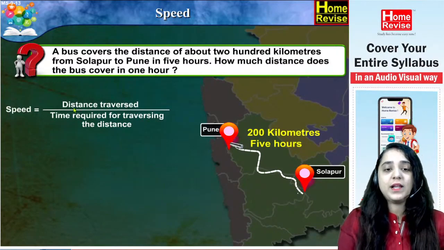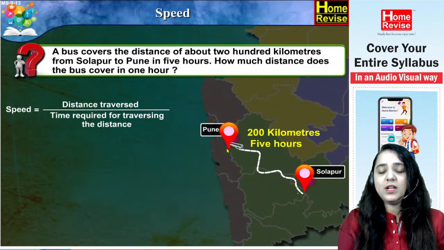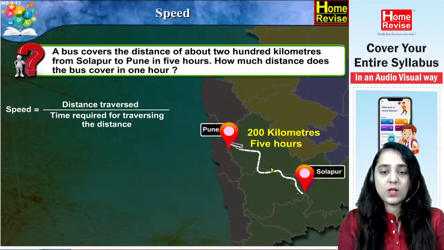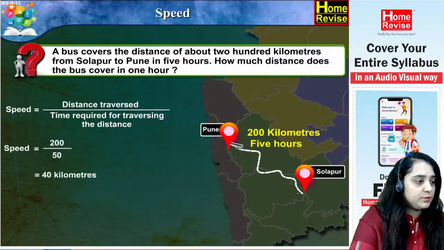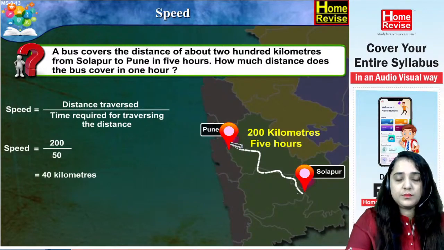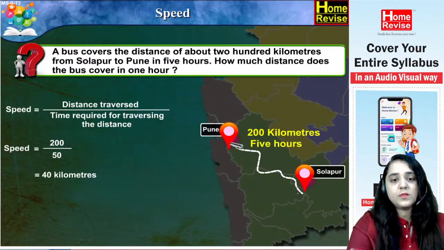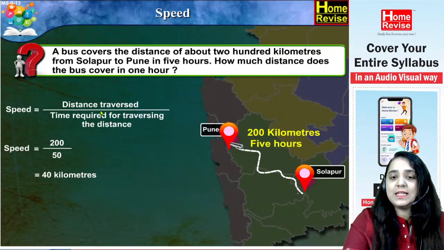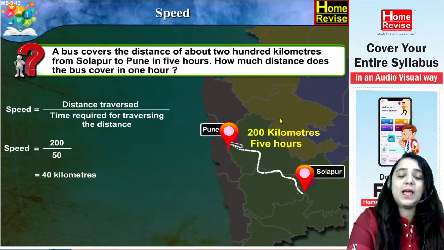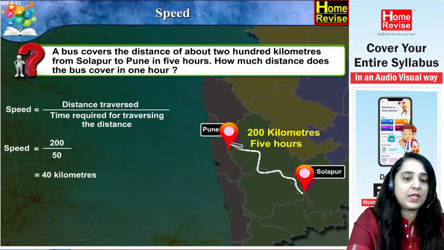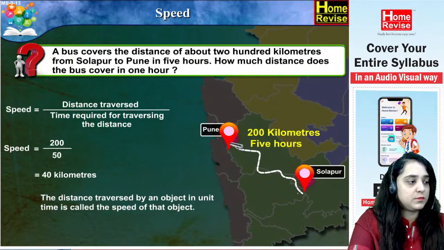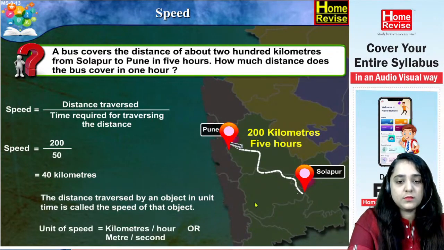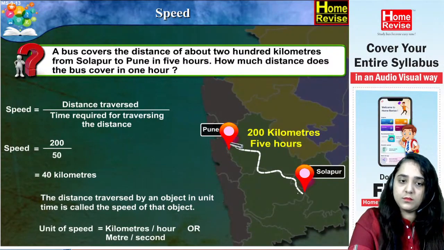So look, now here is the distance traveled. Can you see the distance traveled? Yes. Do you have the time? Yes, we also have the time along with us. Now let's see the speed. From this ratio, we come to know the distance traversed by the bus in 1 unit of time. See, distance traveled is 200 divided by 5 hours. The distance traversed by an object in unit time is called the speed of that object. The unit of speed is kilometer per hour or meter per second.